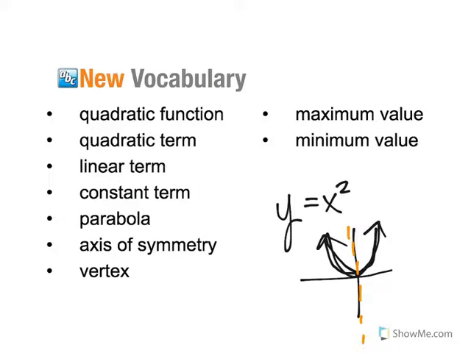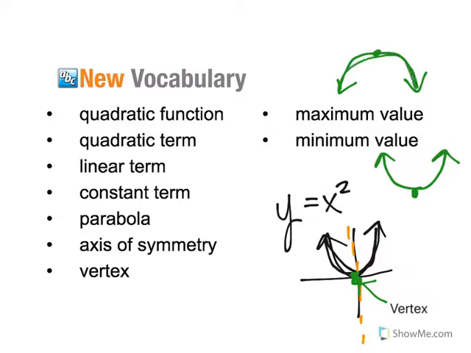The vertex is this little corner point here. And when we say maximum value, if we have an upside down parabola, we're going to end up having a max value. If we have a right side up parabola, we will have a minimum value. For the maximum value, you can think of this as a mountain, and for the minimum value, you can think of that as a valley.